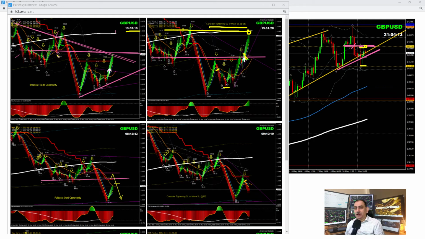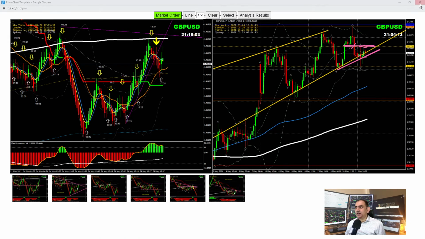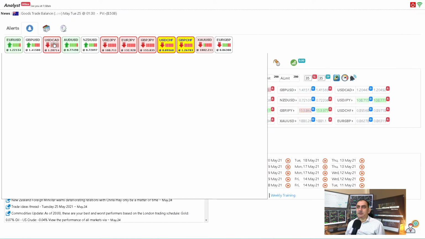So you can see we had two short trades this morning, one a breakout and another a pullback. And at the New York session, we had a breakout long trade on pound dollar. Today was Monday. You can see we haven't seen any big moves, but still we managed a few pips.